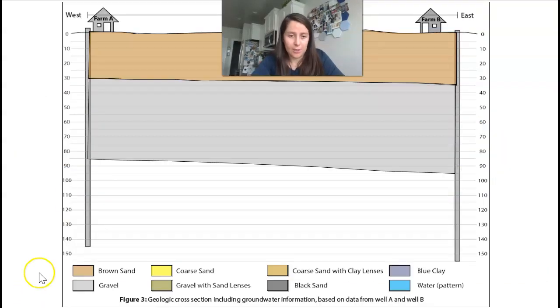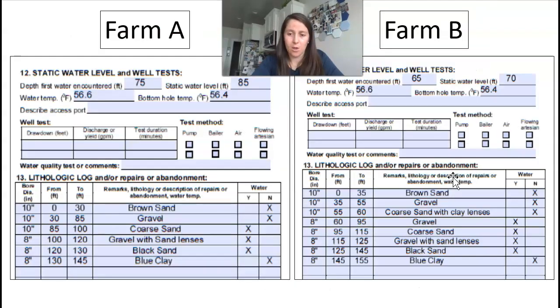Okay, so that's what I did. Again, it goes to 85 on farm A, and it goes to only 55, and then picks up at 60, all the way to 95 on farm B. Okay, now it's time to take care of that coarse sand with clay lenses. So I know that it appears on farm B, but it doesn't appear on farm A. So that means that it probably pinches out. It is there in farm B, right? And then as it's moving towards farm A, it eventually pinches out before it reaches that farm.